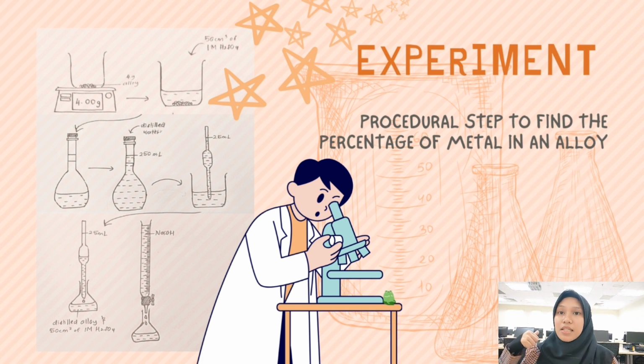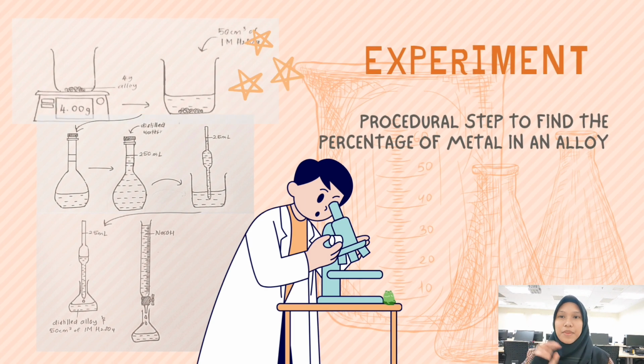Number 6, titrate the mixture with standardized sodium hydroxide solution using phenolphthalein indicator. This also shows that sodium hydroxide serves as the titrant in this experiment. Number 7, record the burette reading. Number 8, pipette 25 ml of 1 molar H2SO4 into a conical flask. Number 9, titrate the 1 molar H2SO4 with excess sodium hydroxide and record the burette reading.